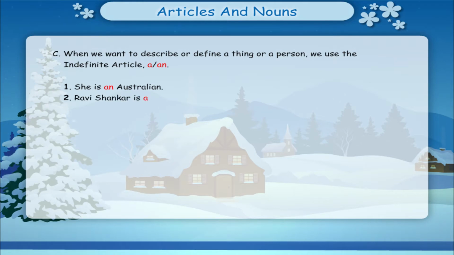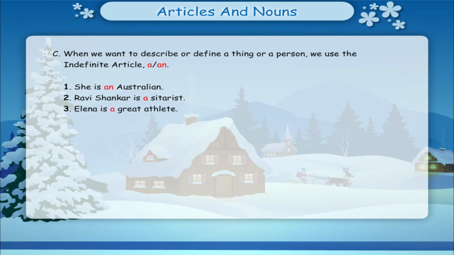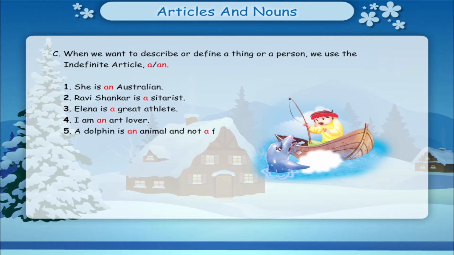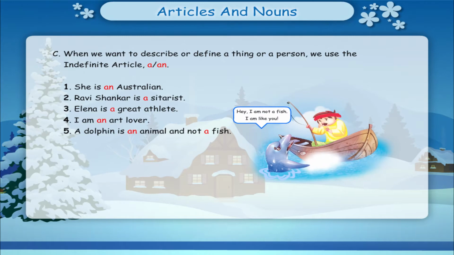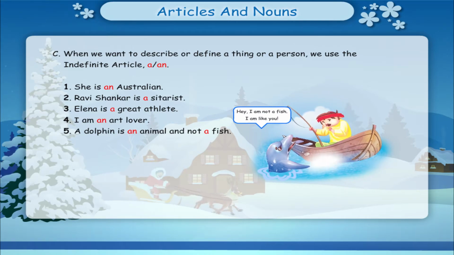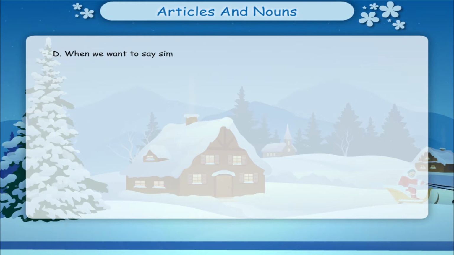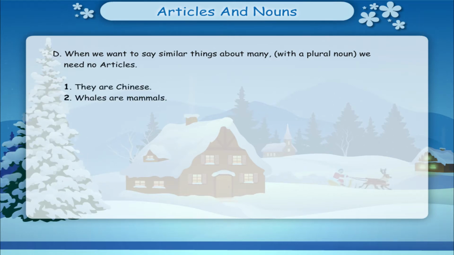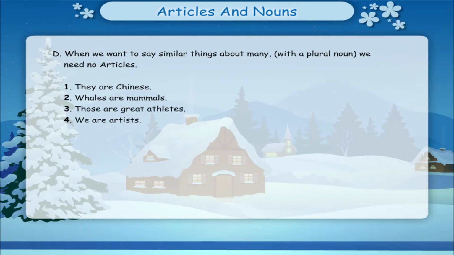Ravi Shankar is a sitarist. Elena is a great athlete. I am an art lover. A dolphin is an animal and not a fish. Hey, I'm not a fish. I am like you. When we want to say similar things about many, with a plural noun, we need no articles. They are Chinese. Whales are mammals. Those are great athletes. We are artists.